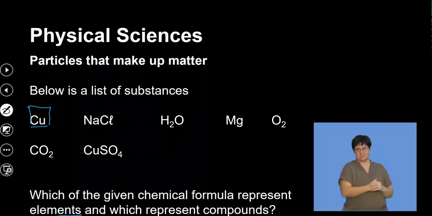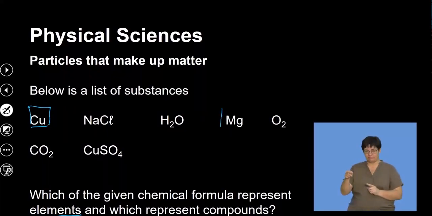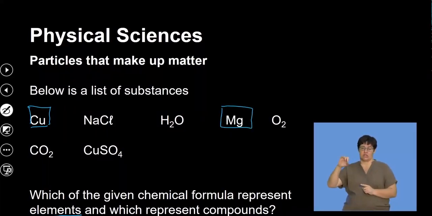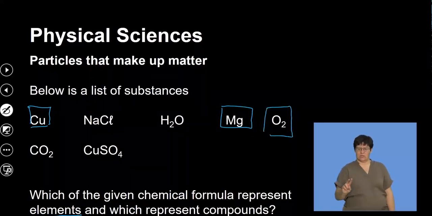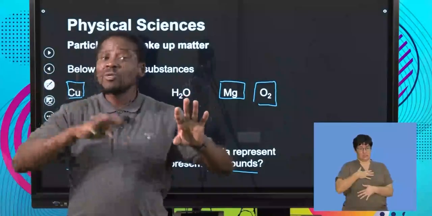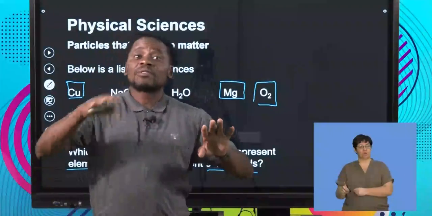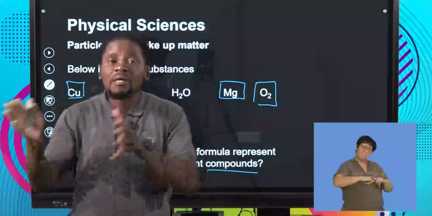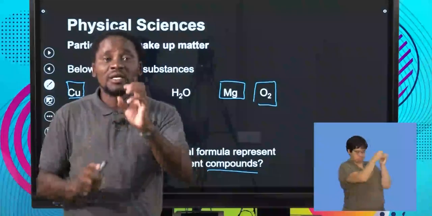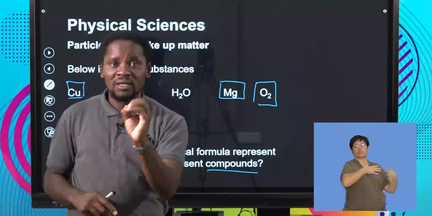We can also think about magnesium as an element. But there's something interesting with oxygen, O2. I'll put a block on it just to show that it falls in the same category. Now, if you think of oxygen, oxygen is not a compound. Why? Because these are atoms of the same element that are bonded to each other. It is a molecule of oxygen.